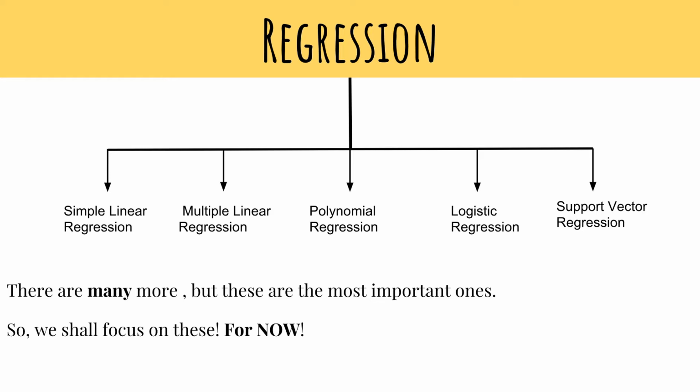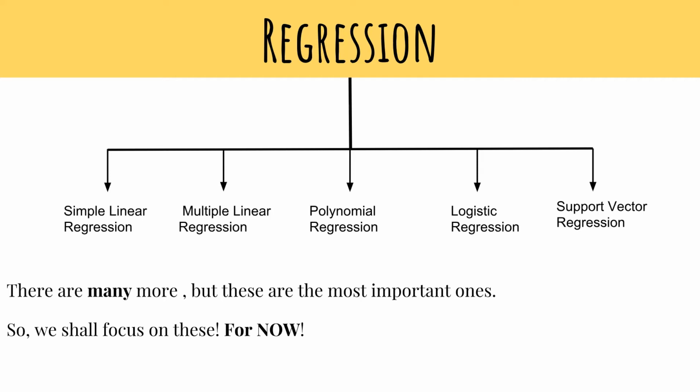Then there comes multiple linear regression, and as the name suggests, multiple linear regression has multiple features, multiple independent variables. But then there are also other forms of regression, like polynomial regression, where our independent variables are raised to the power of an integer, which better defines some data sets and their regression models. Then there come logistic regression and support vector regression.